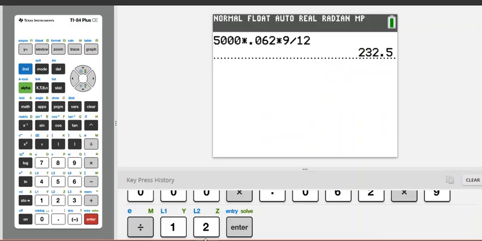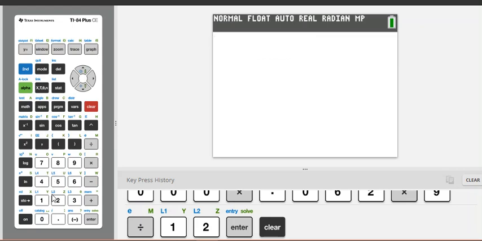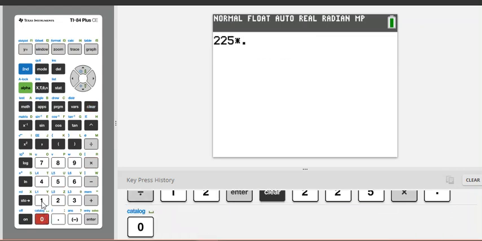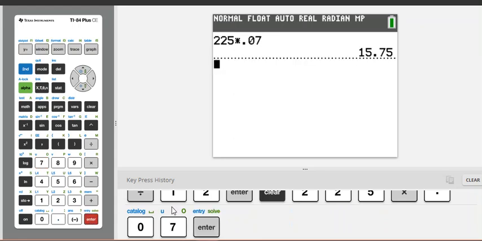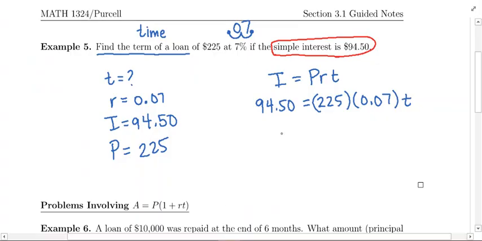So let's go to the calculator. Let's clear out our last problem. We're going to do 225 times 0.07, and I get a clean decimal, 15.75. So I'm just going to go ahead and write that down. So we're going to get 15.75 times T. The left side is still $94.50.